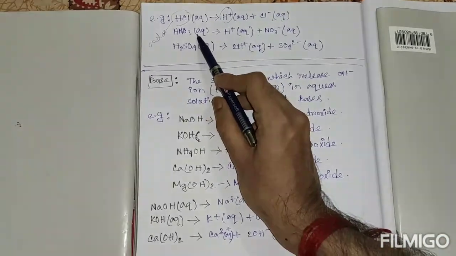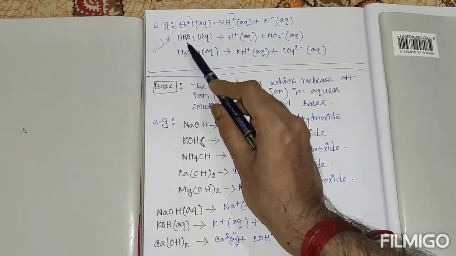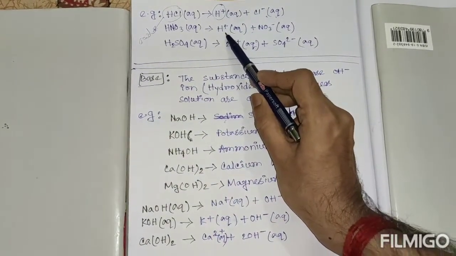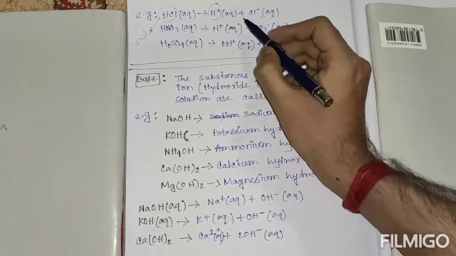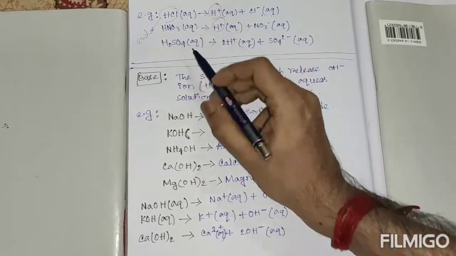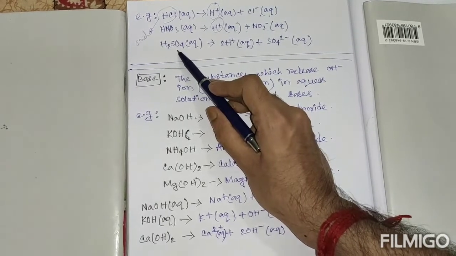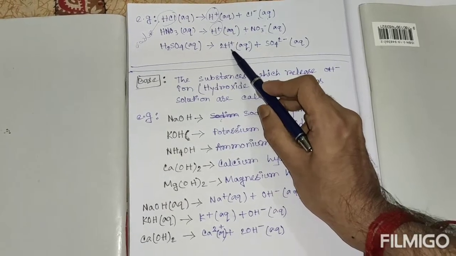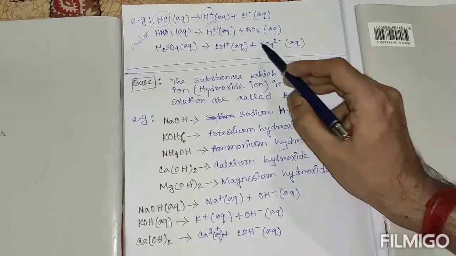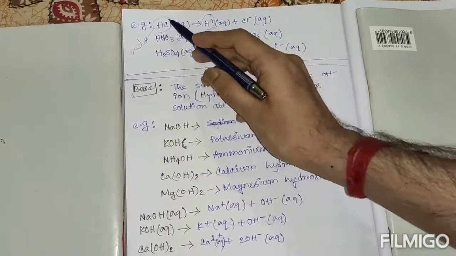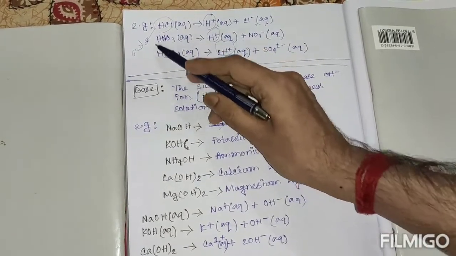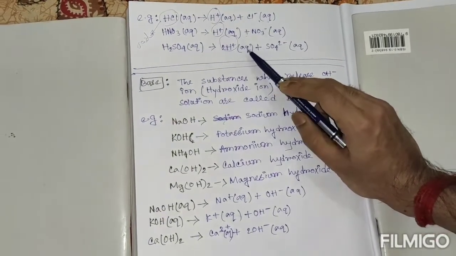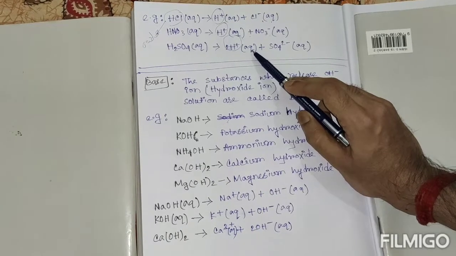Similarly HNO3, whether HNO3 is acid or base. So whenever HNO3 is mixed in water, that is aqua, it will dissociate into H+ plus NO3-. So as we are getting H+, this is an acid. Similarly H2SO4 means sulfuric acid. When sulfuric acid is mixed with water, it releases 2 molecules of H+ and SO4 2-. So as we are getting H+ ion, this is acid. So all these substances whenever mixed in water, they release H+ ion. So they are behaving as acid.